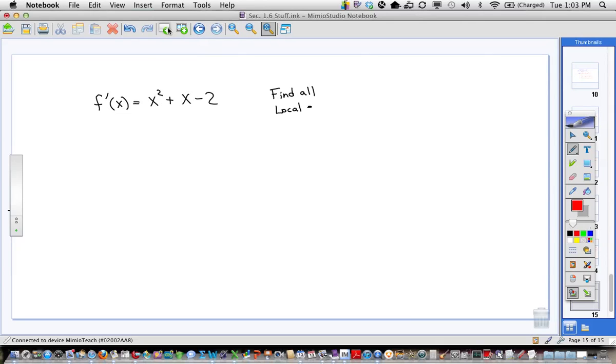F prime is that. Find all local extrema of F. And again, I'm keeping it a fairly simple equation, so it's something you should be able to handle without a calculator, without graphing. Okay? So, tell me what you guys think. No calculator.